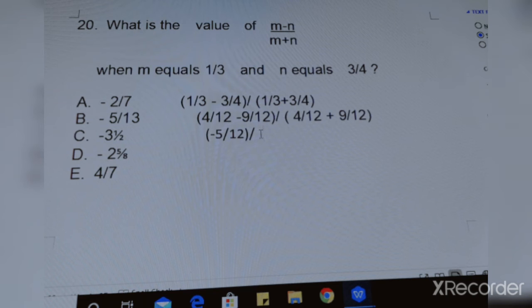Over 4 plus 9, 13 over 12. Now 12 is present in both numerator and denominator. So let's cancel out 12. This 12 can be cancelled out, and what's left is minus 5 over 13. Then our answer is letter B.